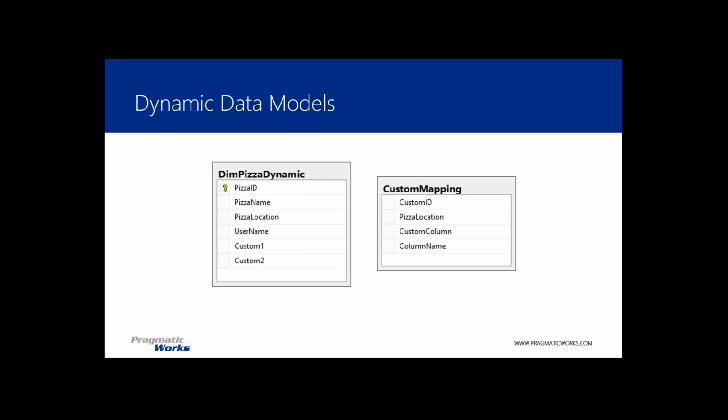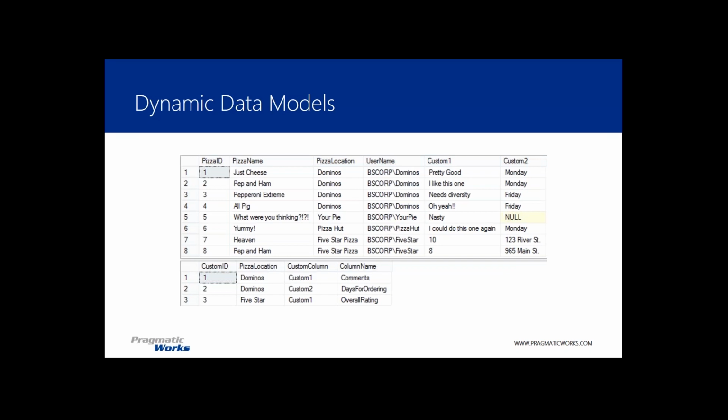Okay. What that ends up looking like inside of our actual data, you'll see here, is that custom 1 for Domino's is actually a comment field that I'm able to fill in. Custom 2 for Domino's are the days that I actually am allowed to order that particular pizza. For 5-star, however, custom 1 is an overall rating that I have given each of the pizzas, and custom 2 looks like it's probably the address for the location where I ordered that particular pizza from.